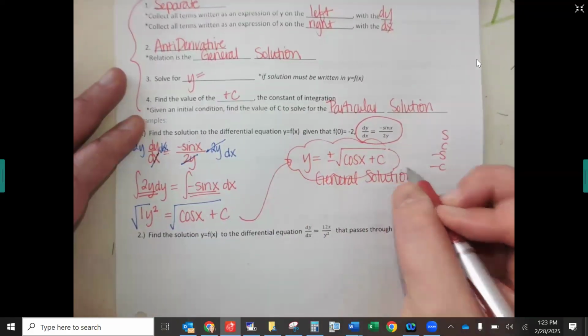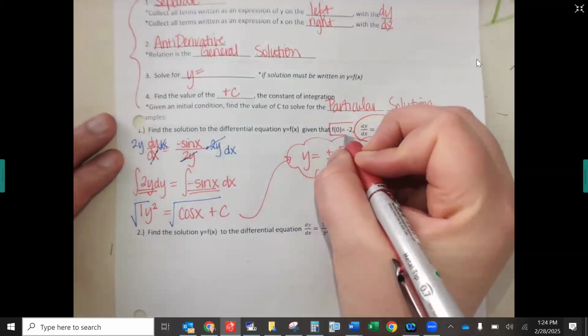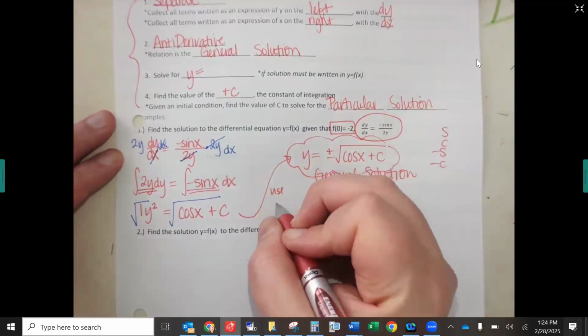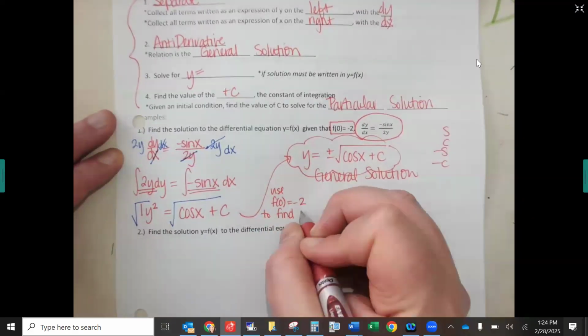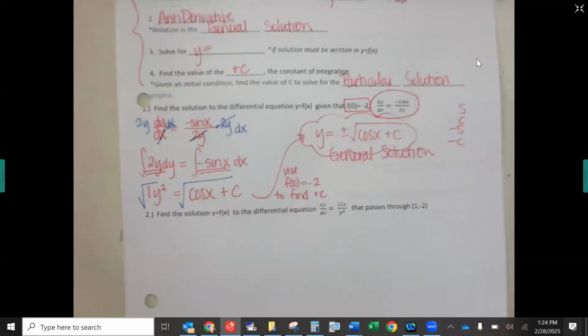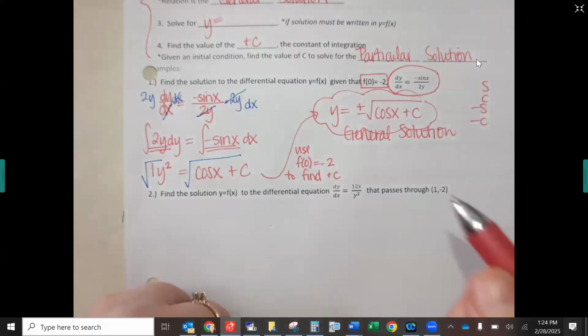Okay, that is your general solution. The reason that it's called a general solution is because we don't know what c is. There could be a particular number there, but for right now, we're just putting the plus c as a placeholder. You're going to use this information right here to find what the c is supposed to be. So if you look at this, it says that f of 0 is -2. We're going to use that to find our plus c. Remember, this is the x value, so I'm going to plug in 0 where the x is, -2 where the y is.